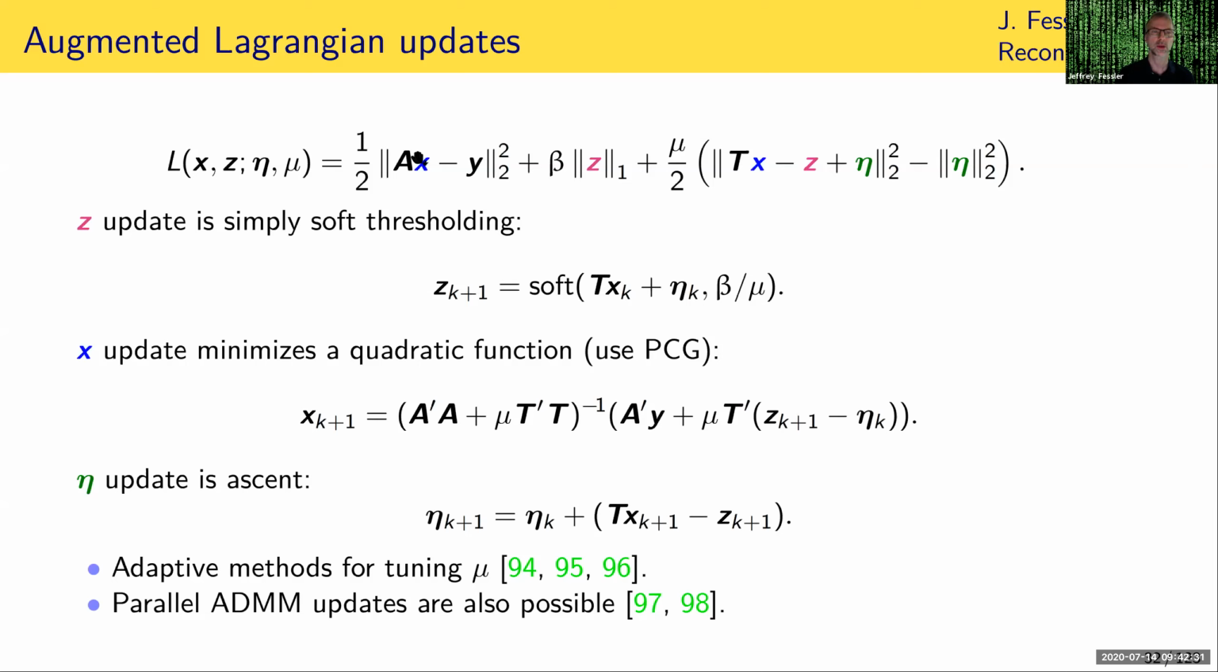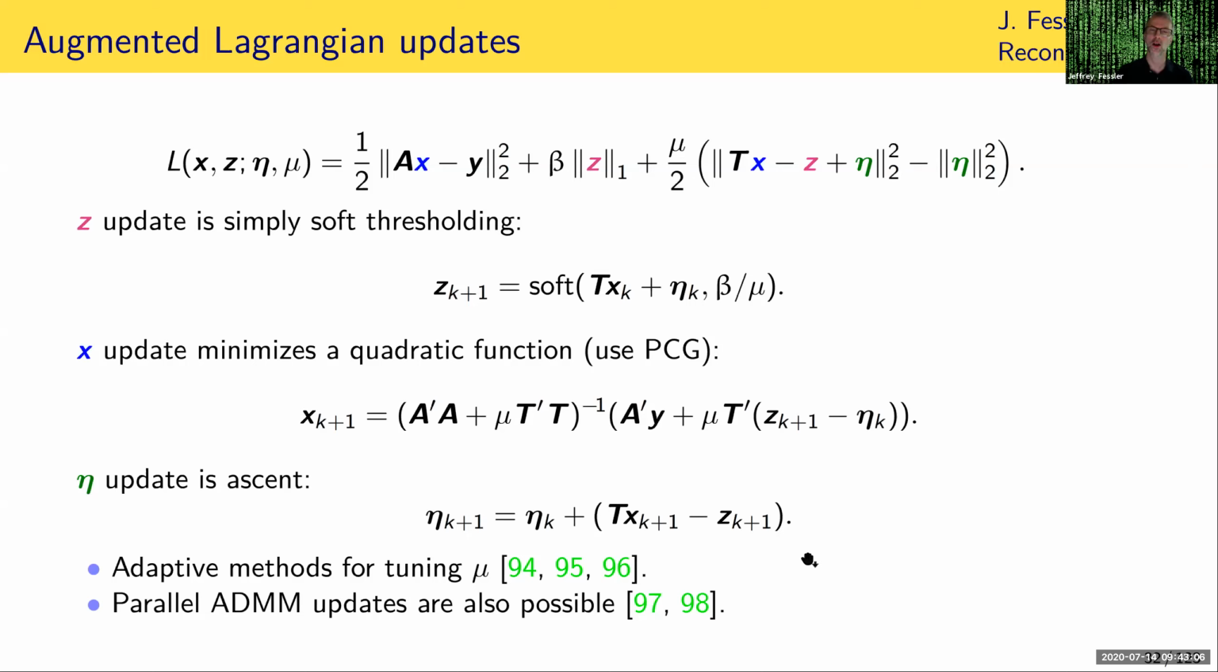If you look at where x appears, it appears in a quadratic term here and another quadratic term here, so that's perfect for using the conjugate gradient algorithm. So this is an example of where knowing about CG for quadratics is really valuable. I've written it here in the closed form solution involving the matrix inverse, but in practice, unless it's single coil Cartesian MRI, you will probably need to iterate to update x. And then finally, the update for eta is in an ascent direction. And there are variations of this for how you choose mu and other variations of this algorithm.